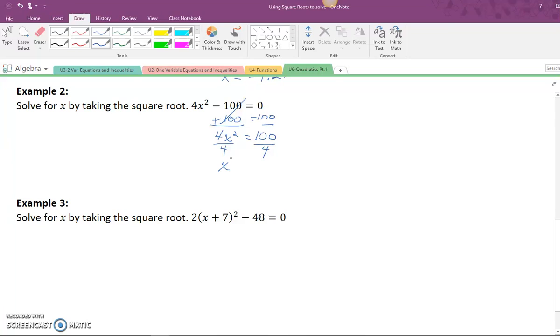So now I've got x squared equals 25. Last step, take the square root of both sides, and x equals plus or minus 5.